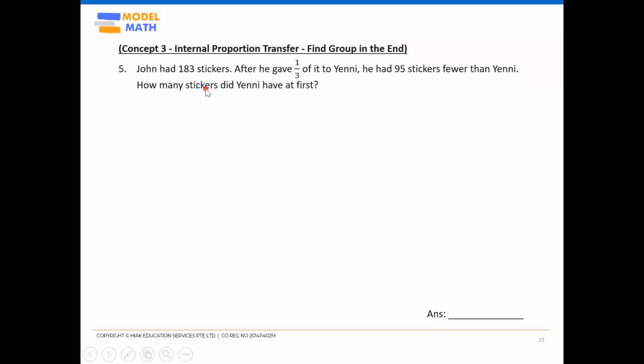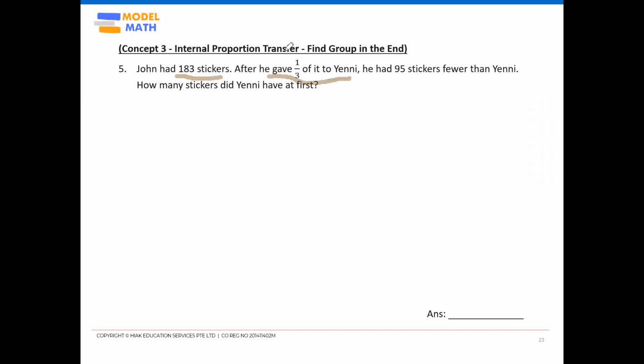John had 183 stickers. After he gave 1/3 of it to Yenni, he had 95 stickers fewer than Yenni. How many stickers did Yenni have at first? Right? So we have John at first, and we know he gave 1/3 to Yenni.